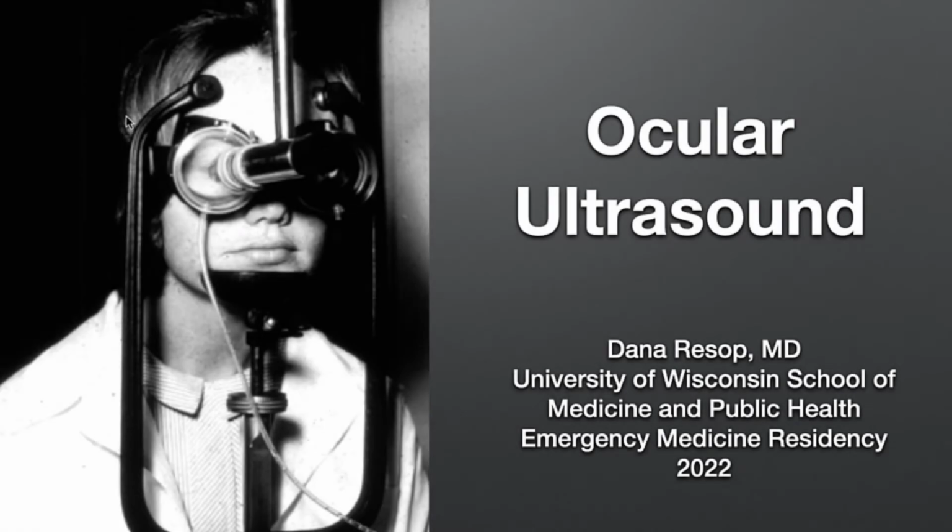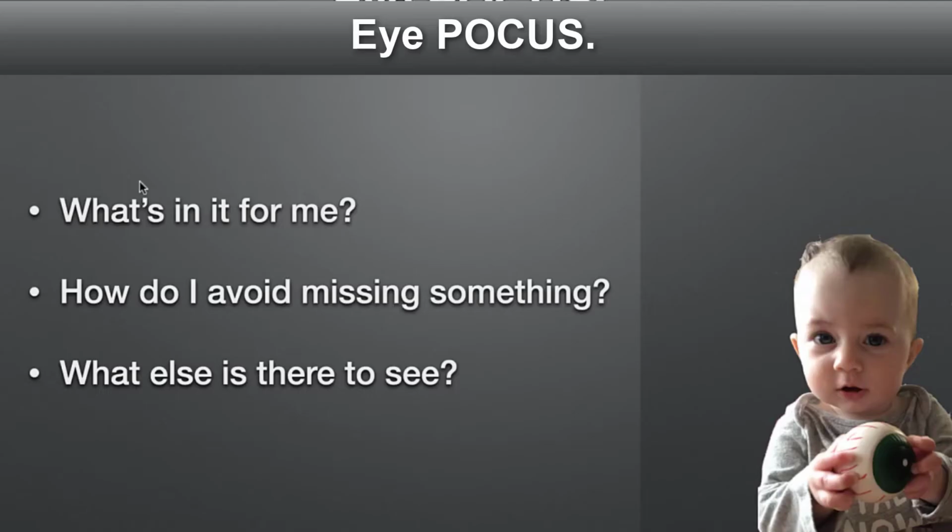So we're going to talk about ocular ultrasound. This is actually like the second generation of ocular ultrasound. Luckily, it's improved significantly since then. We're going to talk about why do we even bother doing it? How do we avoid missing something on the ultrasound? How do we get a complete study? And what else is there in there that we should be looking for?